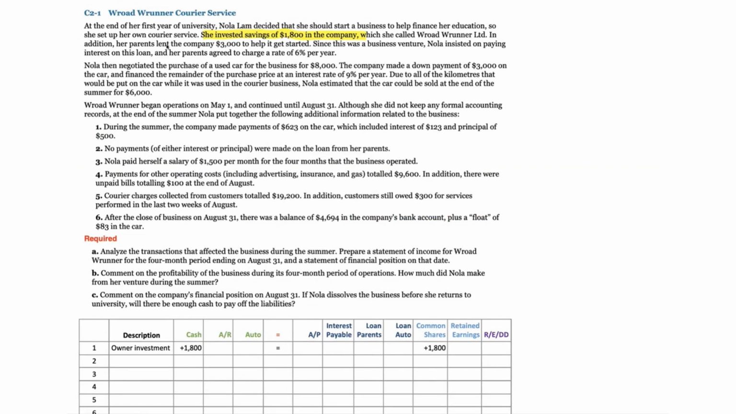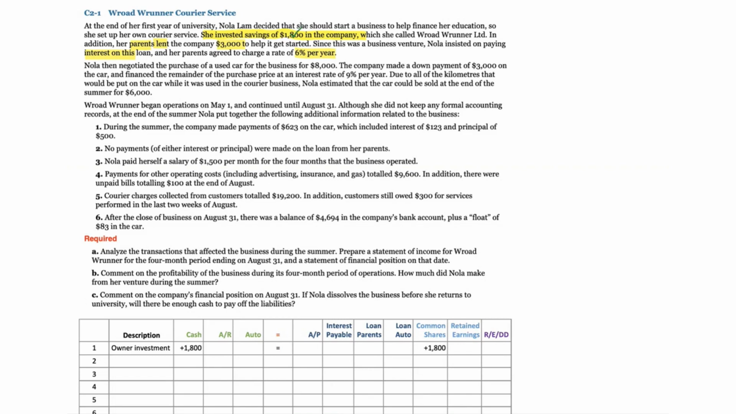Okay, her parents lent the company $3,000 to help get it started. And Nola wants to pay interest, so her parents are going to charge interest on this loan, 6% per year. So what we're going to do is save that 6% per year until a little bit later, but let's get this $3,000 in the system.